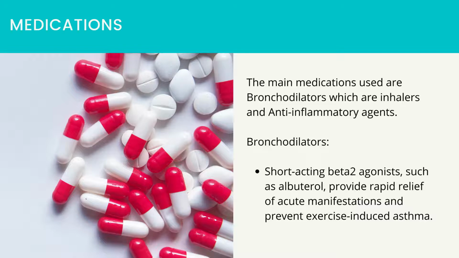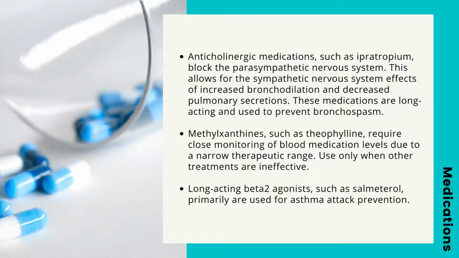Anticholinergic medications, such as ipratropium, block the parasympathetic nervous system. This allows for the sympathetic nervous system effects of increased bronchodilation and decreased pulmonary secretion. These medications are long-acting and used to prevent bronchospasms. Methylxanthines, such as theophylline, require close monitoring of blood medication levels due to a narrow therapeutic range. Use only when other treatments are ineffective. Long-acting beta-2 agonists, such as salmeterol, primarily are used for asthma attack prevention.